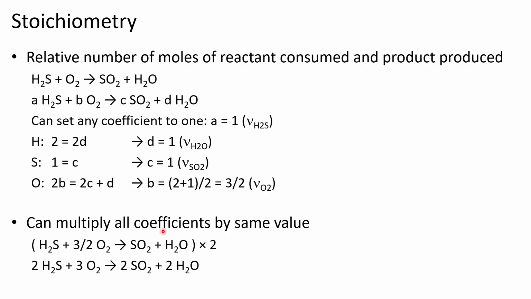Note that if we have a set of stoichiometric coefficients for a chemical reaction, in this case we set arbitrarily the coefficient for hydrogen sulfide to 1. We calculated that the value for oxygen is 3/2, for sulfur dioxide is 1, and for water is 1, from balancing the atoms of hydrogen, sulfur, and oxygen in the reactants with those in the products. If we multiply all the coefficients by 2, we end up with the coefficients 2, 3, 2, and 2. This is an equivalent representation of the stoichiometry of the reaction.